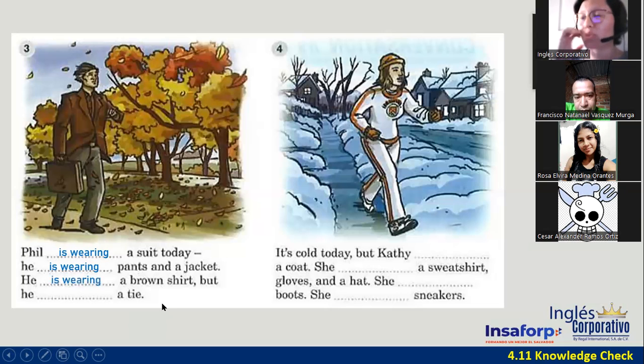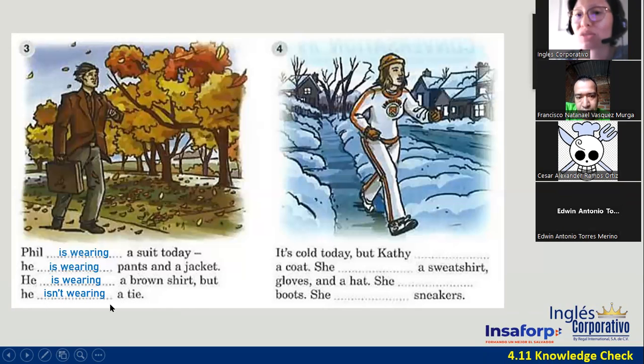Number three, he. He's wearing a brown shirt. Muy bien, he's wearing a brown shirt, but. Y luego menciona una corbata al final, a tie. But. He is not wearing or he isn't wearing. Cualquiera de las dos está bien. Podemos decir he's not wearing o he isn't wearing a tie.